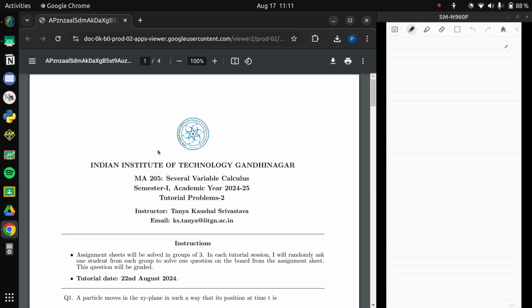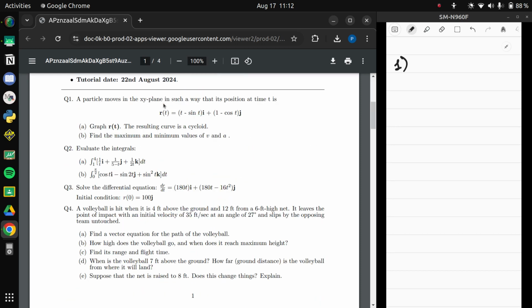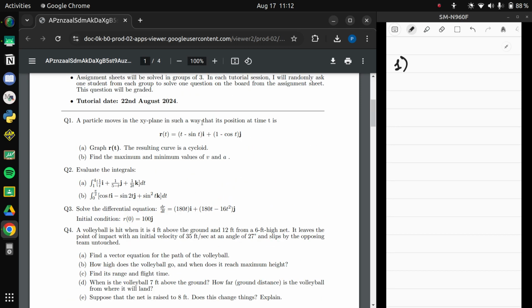So this is multiple calculus, just one of the tutorials that we are asked to do. I'm just going to complete that and we'll go to something else. First question. A particle moves in the x-y plane such that its position at time t is (t minus sine t) i plus (1 minus cosine t) j.